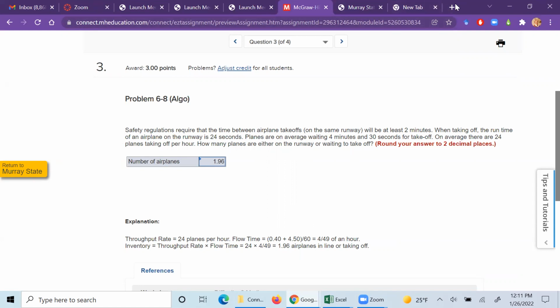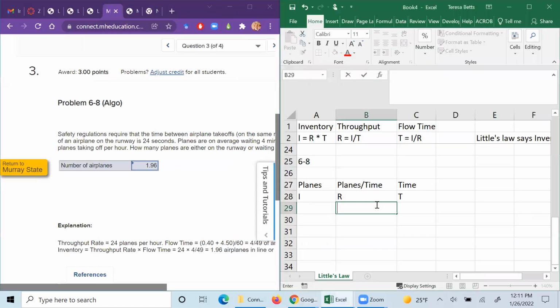And so what we're going to do is we're going to come back over here and we're going to go, okay, so we have 24 planes per hour, right? So right now we're planes per hour. Okay, and our time is given to us in minutes. And so what we know is that we have 24 seconds, right? And so 24 divided by 60 is that portion of a minute, right? But we're going to add to that 4.5. Okay, so that gives us 4.9 minutes.